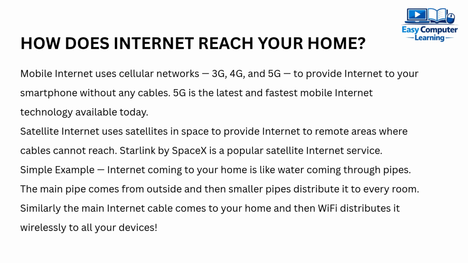Simple example, internet coming to your home is like water coming through pipes. The main pipe comes from outside, and then smaller pipes distribute it to every room. Similarly, the main internet cable comes to your home, and then Wi-Fi distributes it wirelessly to all your devices.